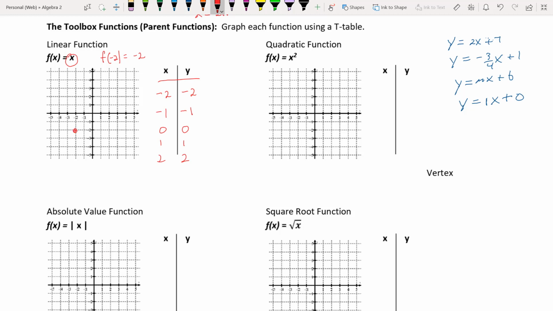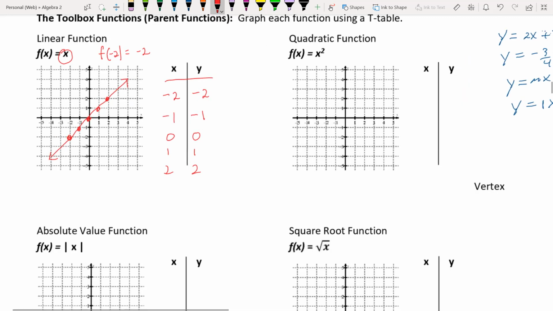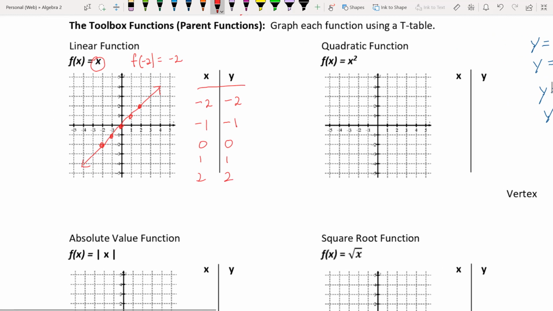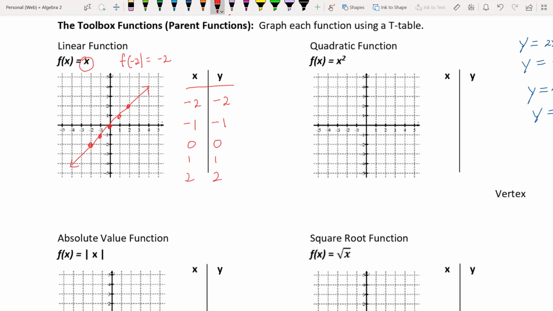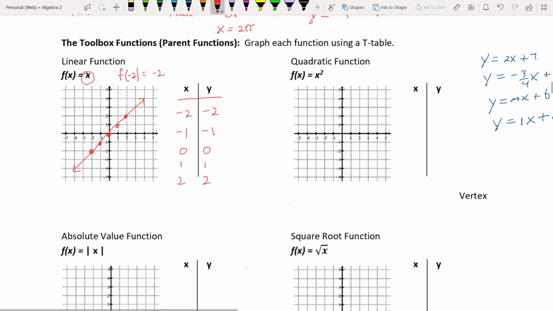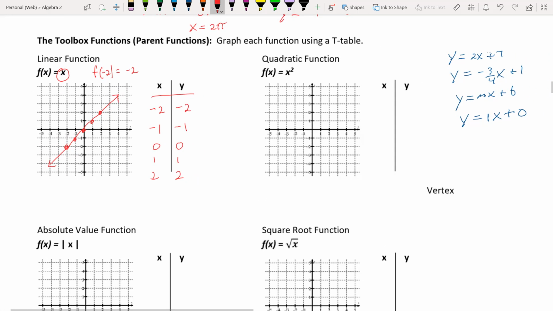Negative 2, negative 2, negative 1, negative 1, 0, 0, 1, 1, 2, 2. This is just a straight line function. Okay? It has a slope of 1. So again, if you go to your y-axis, right in the middle at the y-axis, you're at 0, 0, and you go up 1 over 1, up 1 over 1, up 1 over 1. There's your slope right there. Okay? So we're going to do y equals x squared next.